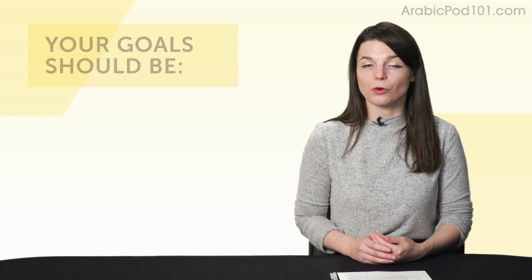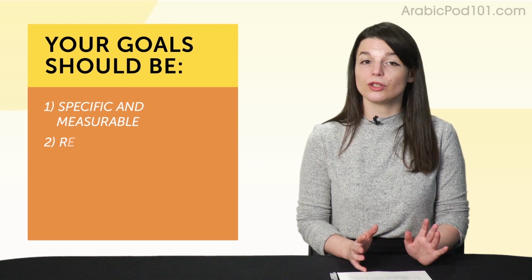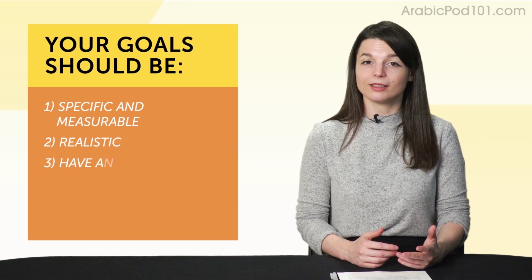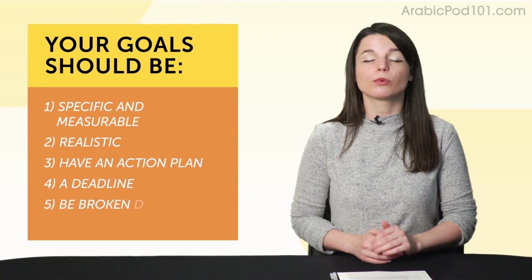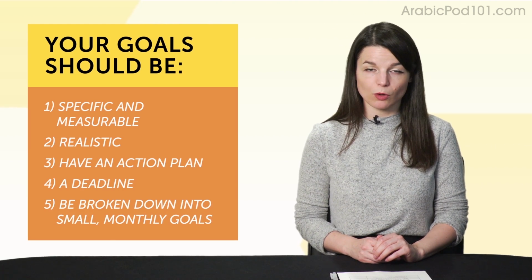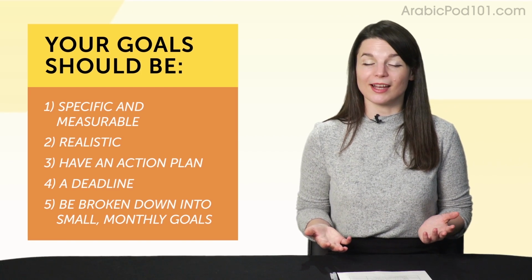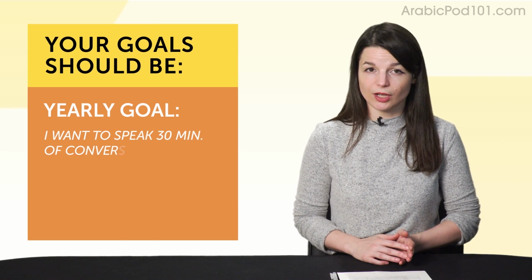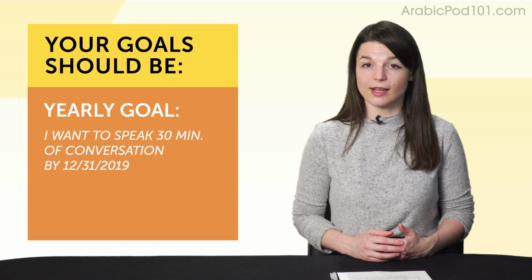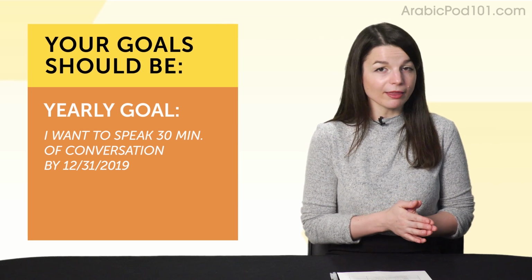Okay, let's recap. To set successful language goals, your goals should be 1. Specific and measurable, 2. Realistic, 3. Have an action plan, 4. A deadline, and 5. Be broken down into small monthly goals. So instead of saying, "I want to be fluent in 2019," try, "I want to speak 30 minutes of conversation by December 31st, 2019." And then go even smaller and set a small monthly goal.